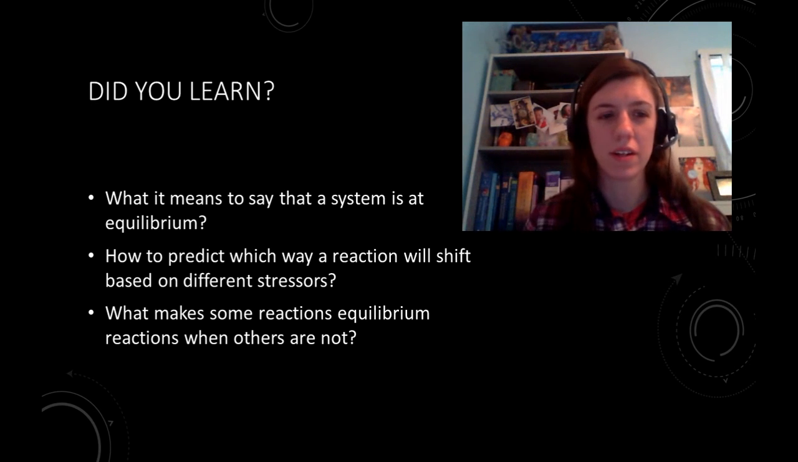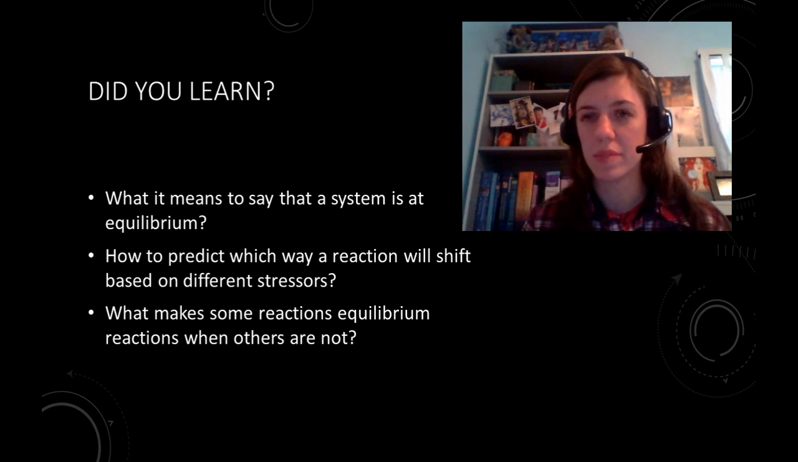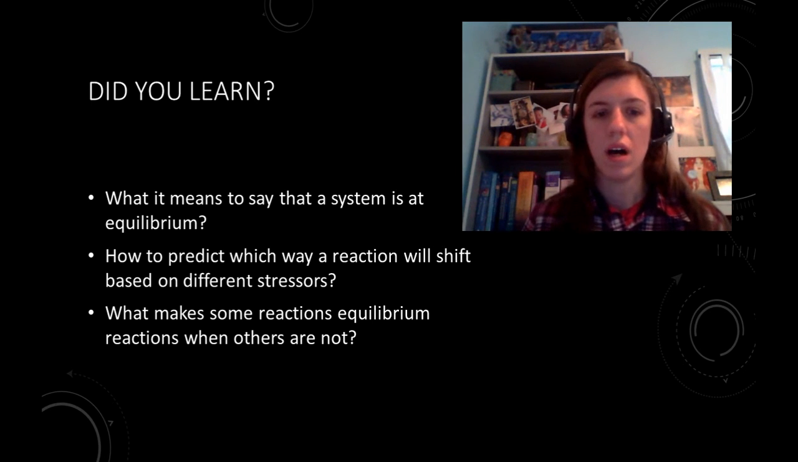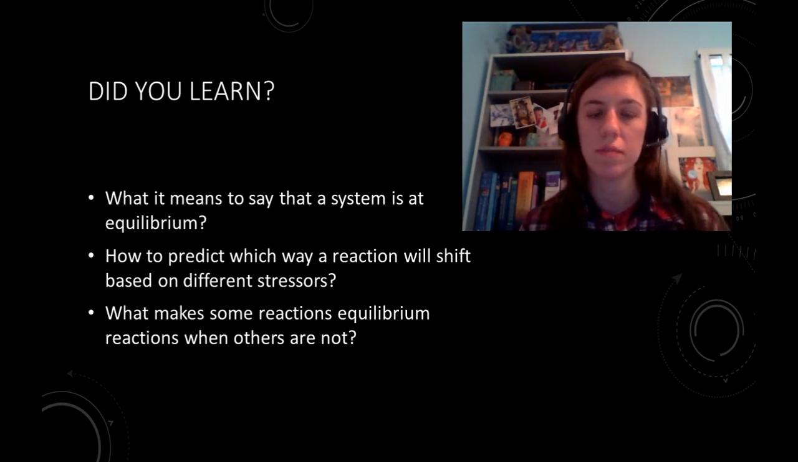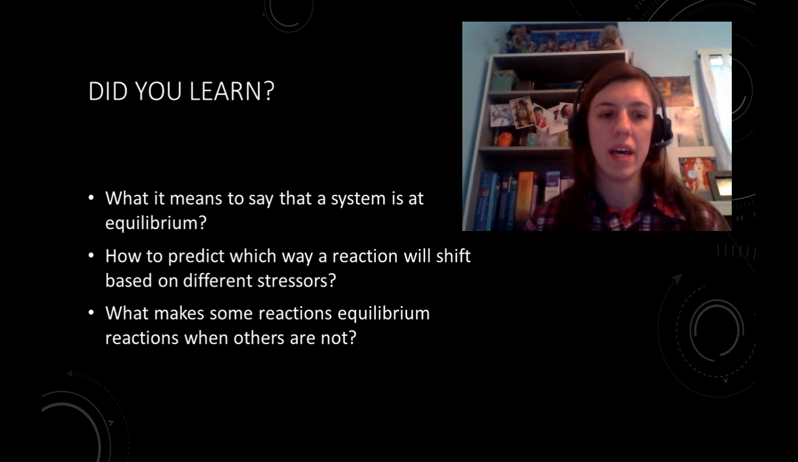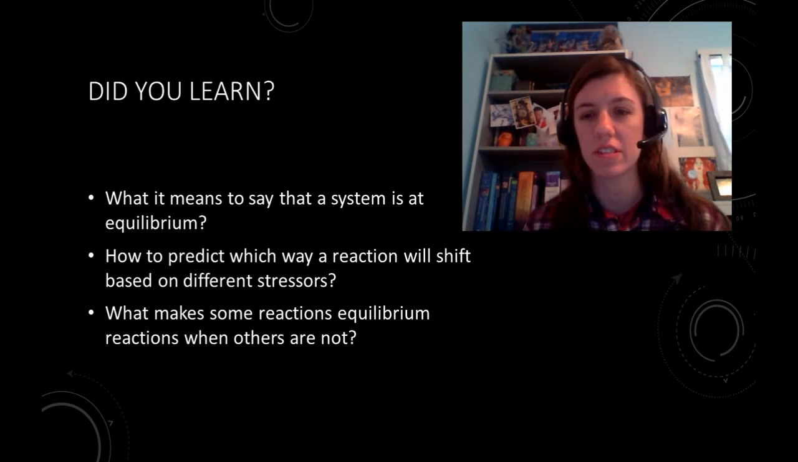So now, did you learn what it means to say that a system is at equilibrium? How can you predict which way an equilibrium system will shift based on a different stressor? And what makes some reactions equilibrium reactions while others are not? If you can, then that's great.